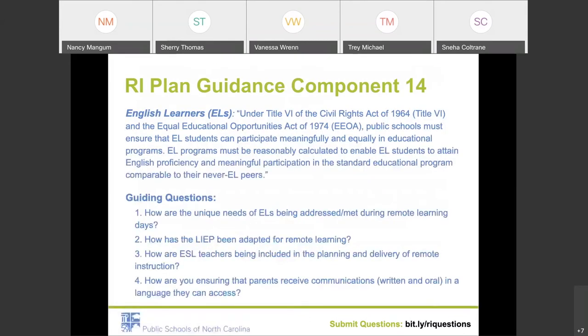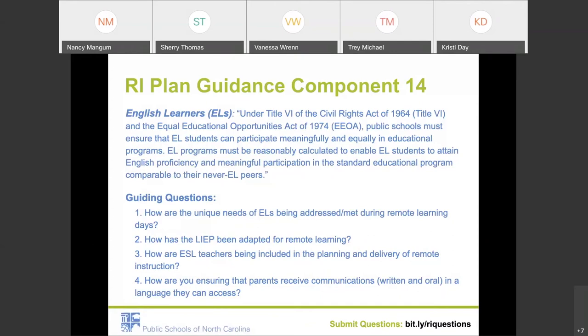Thank you. Good afternoon. We are here to talk a little bit about English learners and how you can make sure that their needs are being met during blended and remote learning. We know under Title VI of the Civil Rights Act of 1964 that public schools must ensure that English learners can participate meaningfully and equally in educational programs. EL programs must be calculated to ensure that EL students are able to access and participate in their program just as their never English learner peers do.